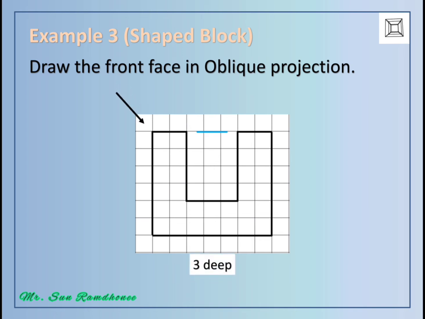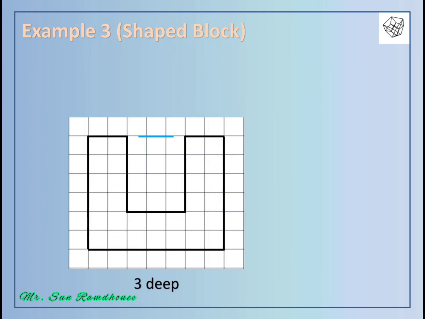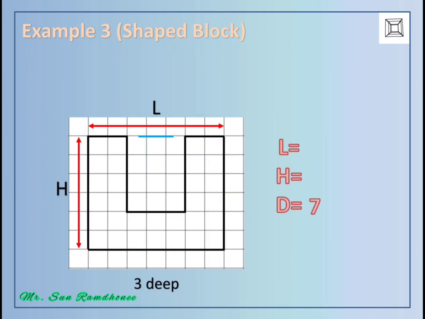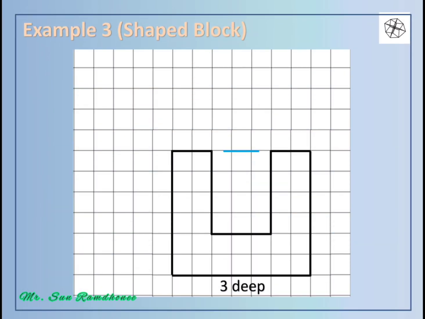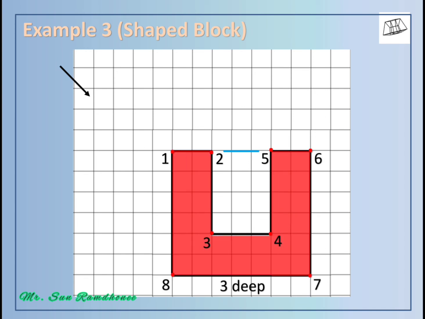So in this example, the object is 3D and the direction of depth is to the left. The length for this object is 7, the height is 6, and it is 3D. In the next step, we are going to copy the object as it is. Once we have copied the object, we are going to add the numbers and also we have to shade the object. And then we are going to move each point into depth.